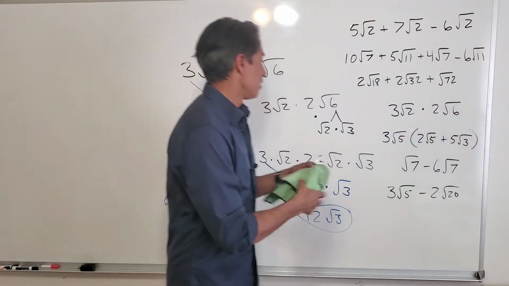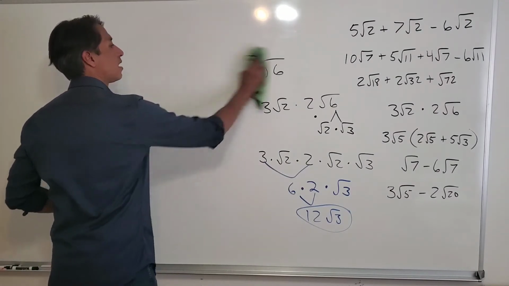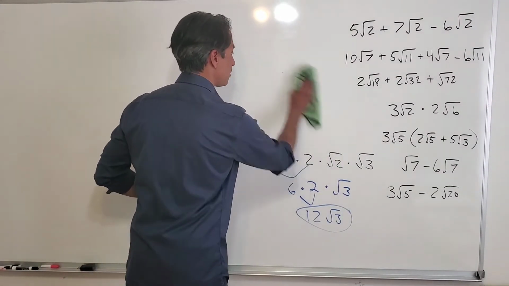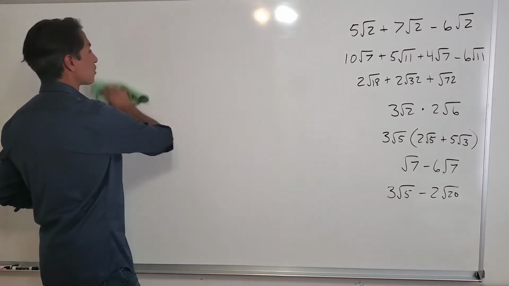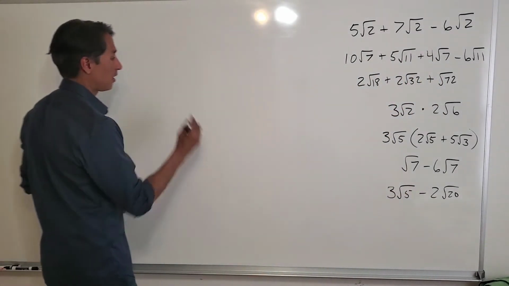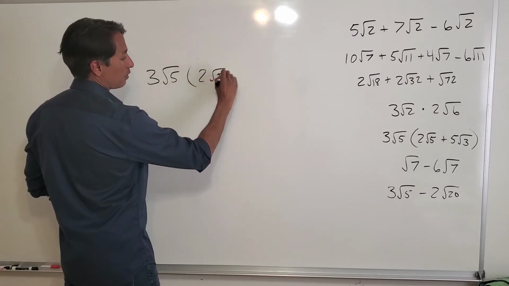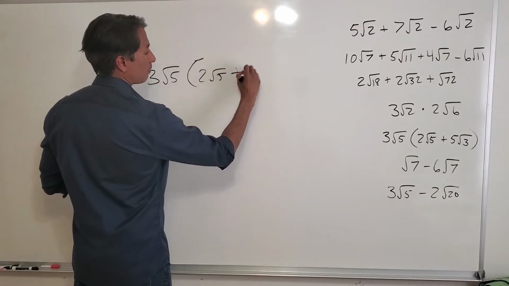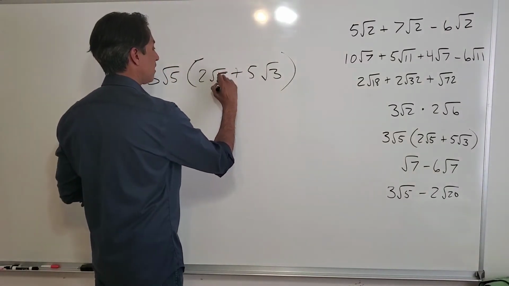Alrighty. So, like I said, most of these problems here are from the book. These are the examples. So take your time with them. There's some good explanations in the book as well, which kind of talk through how I'm getting all these answers. 3 square root 5 times 2 square root 5 plus 5 square root 3. All right, that's kind of ugly, but that's okay.